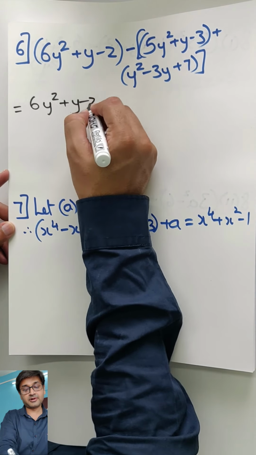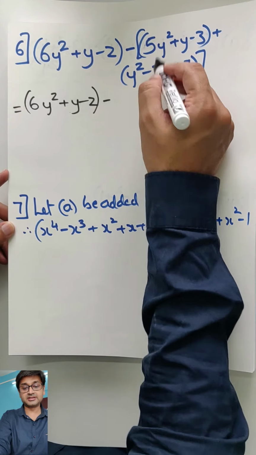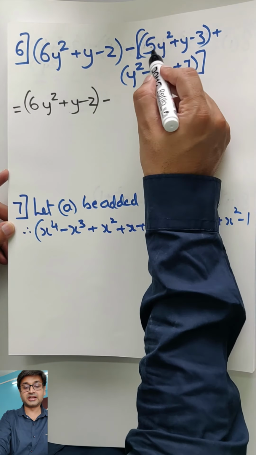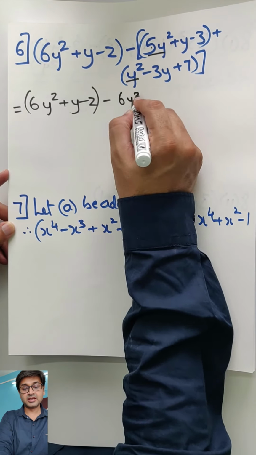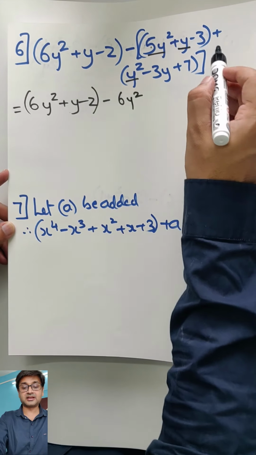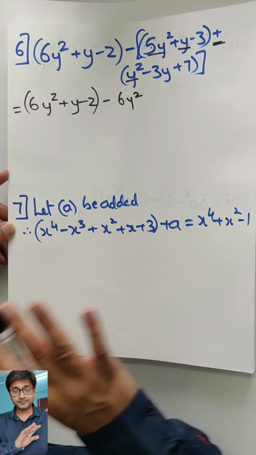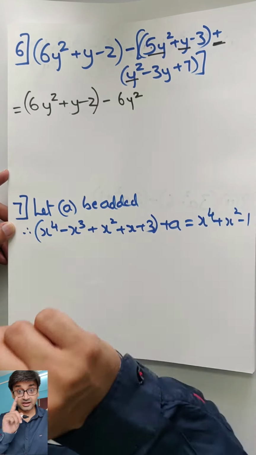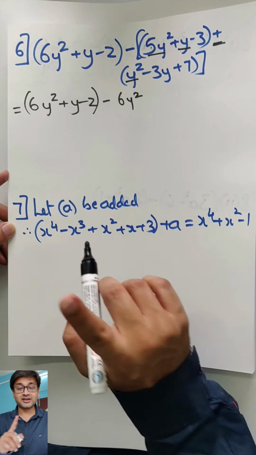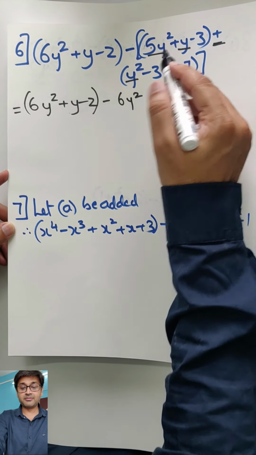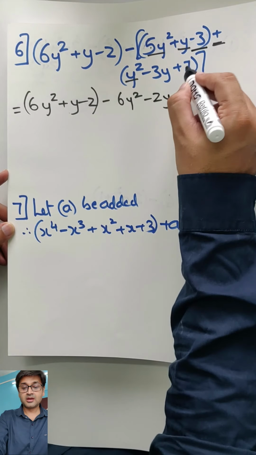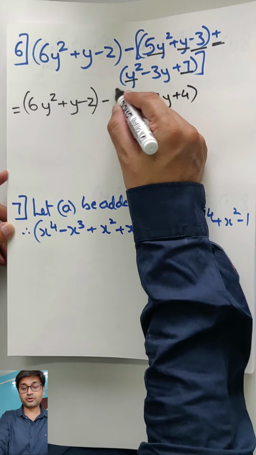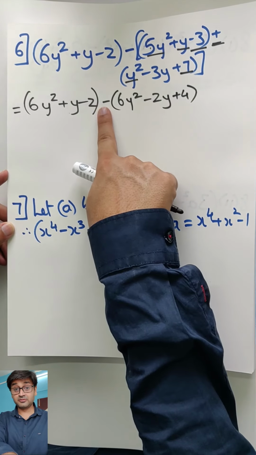6y square y minus 2 in one bracket minus. These two the sum, so you can directly add 5 plus 1, 6. Even if you don't open brackets, doesn't matter, because plus sign is our friend. It doesn't do anything. Minus is our enemy. If it is minus, you have to change everything. Don't forget that. Y minus 3, so minus 2. Minus 3 plus 7, so plus 4, but in brackets, because our enemy is out over there.